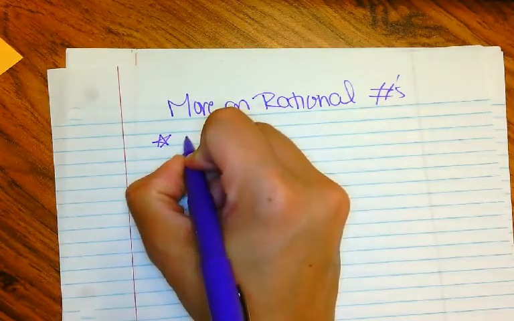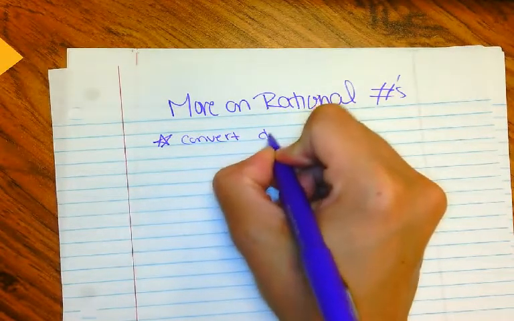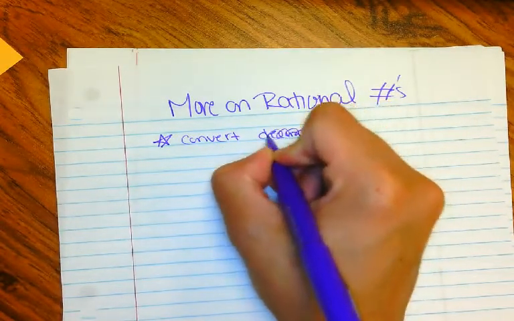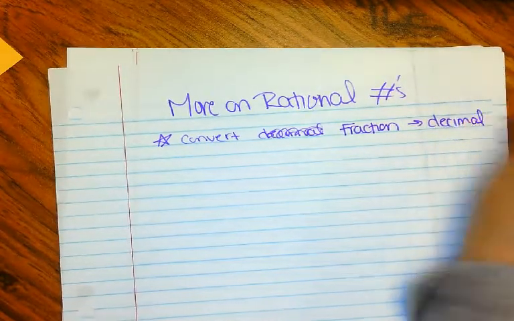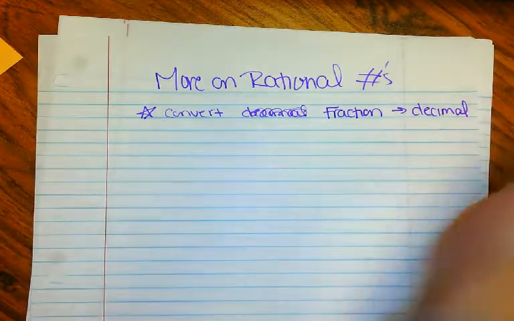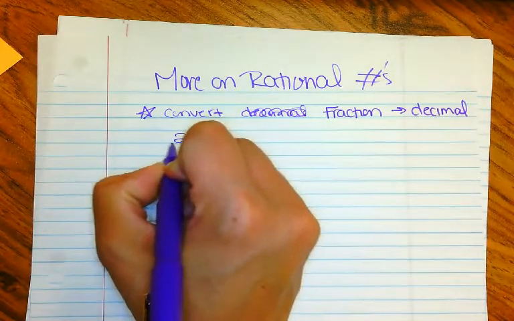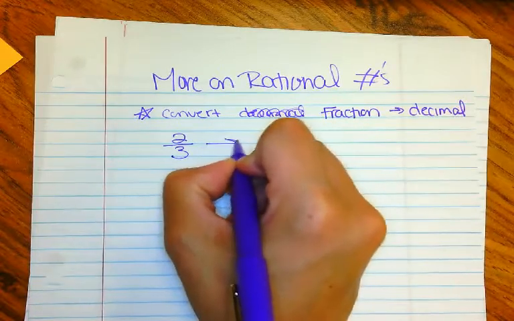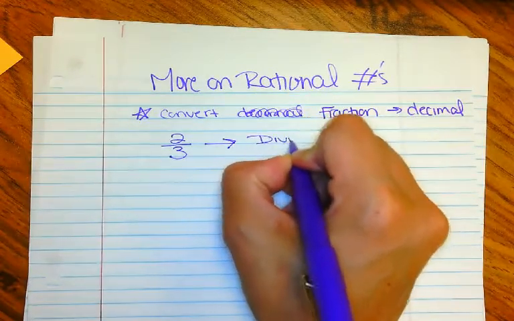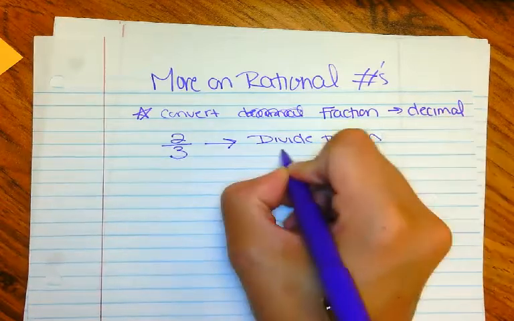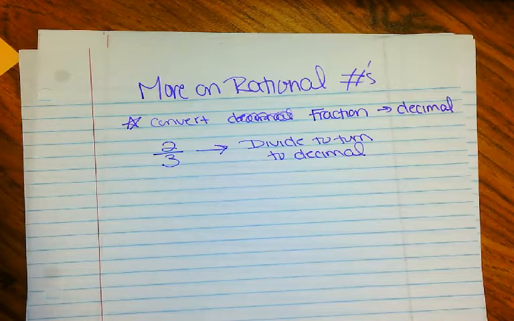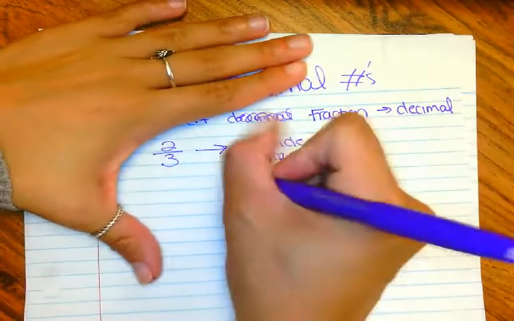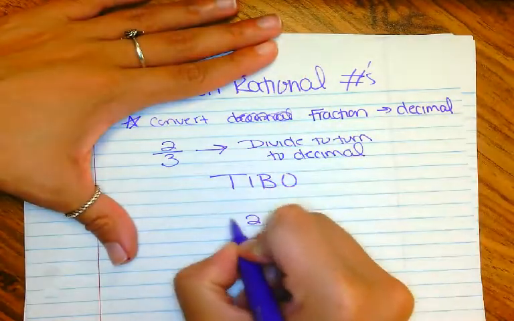First thing that you need to know how to do is convert a fraction to a decimal. Okay, that's the first thing, fraction to decimal. So, if we have a fraction, let's say we have 2 thirds, the way we convert to a decimal is by dividing. Okay, we have to divide. So we go top in, bottom out, top in, bottom out.